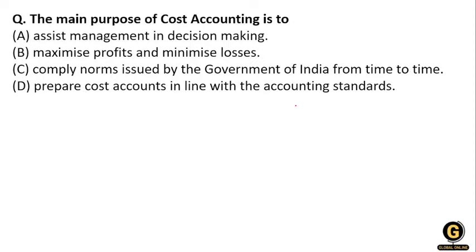Now, the main purpose of cost accounting is: option number A, assist the management in decision making. Option B, maximize the profit and minimize the losses. C, comply with the norms issued by the government of India from time to time. And option D, prepare the cost accounts in line with the accounting standards. So what will be the right answer? The main purpose of cost accounting. Why do you prepare cost accounting? What is the main purpose of cost accounting?